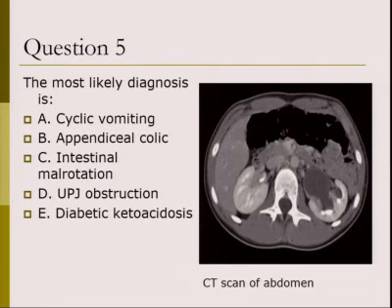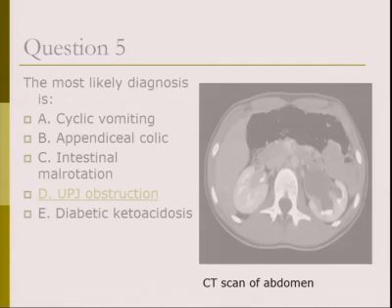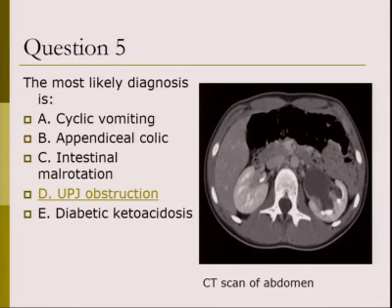So as you can see, he too had an ultrasound, and the most likely diagnosis is A, cyclic vomiting, B, appendiceal colic, C, intestinal malrotation, D, UPJ obstruction, or E, diabetic ketoacidosis. We all are not ultrasonographers, but this is an example of a hydronephrotic kidney, and the answer is that this particular child has UPJ obstruction.